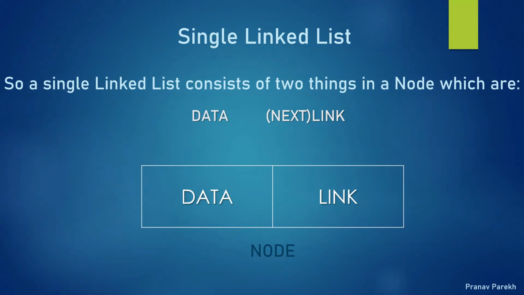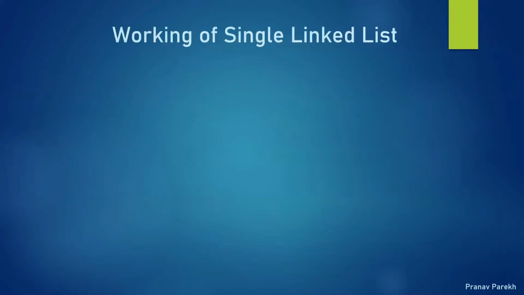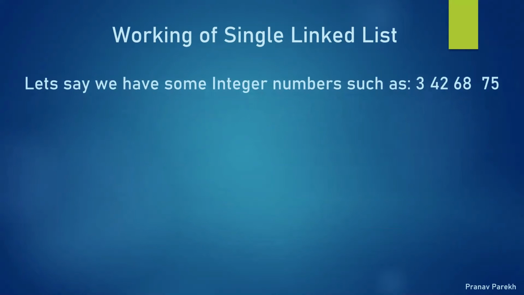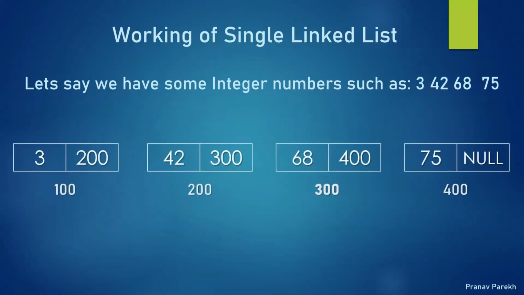Now let's take an example and understand the working of a single linked list. Let's see how to represent a single linked list. Suppose we have to store the following numbers: 3, 42, 68, and 75. To do this, we will create 4 nodes as we have 4 different numbers. The first node contains the data 3, the second node contains 42, the third node contains 68, and the fourth node contains 75. Now guys, remember, these nodes need not be stored in sequential order. We can store them in any order.